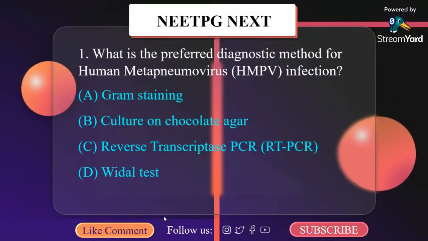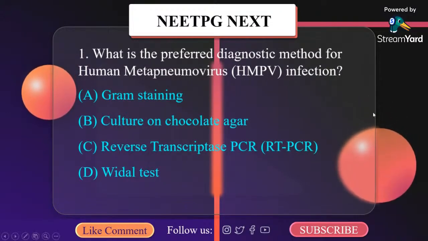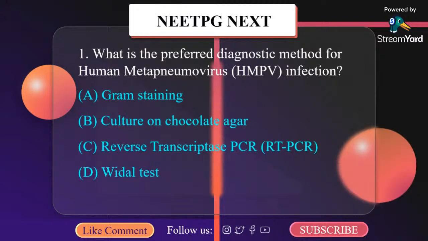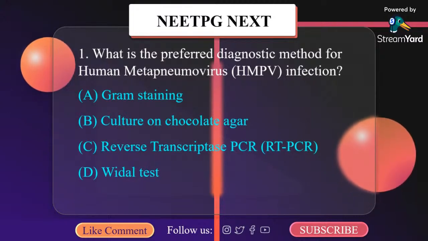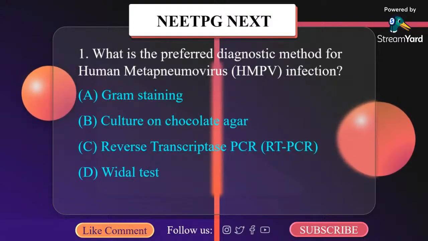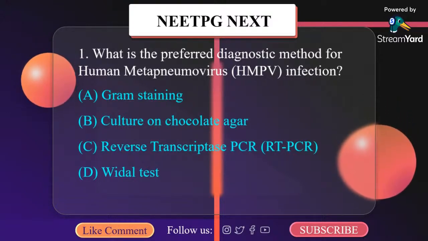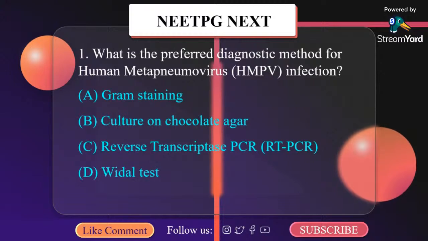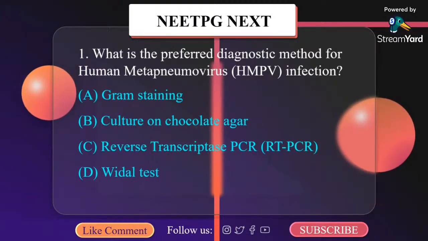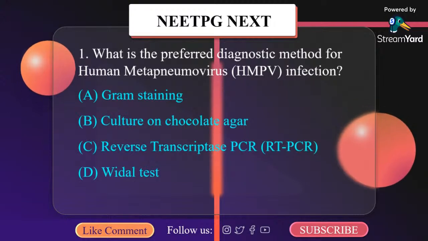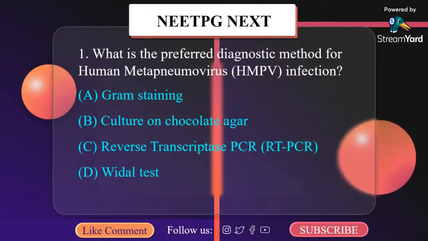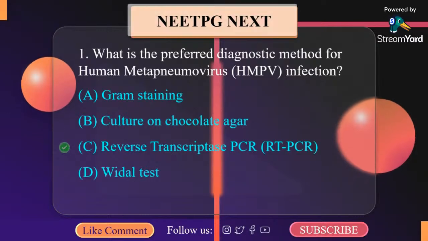What is the preferred diagnostic method of HMPV infection? That is human metapneumovirus infection. A. Gram staining, B. Culture on chocolate agar, C. Reverse transcriptase PCR, D. Vidal test. Well, Vidal test is used for Salmonella typhi. Culture on chocolate agar is used for bacteria. Gram staining is again used for bacteria. So the correct answer here is reverse transcriptase PCR, C.